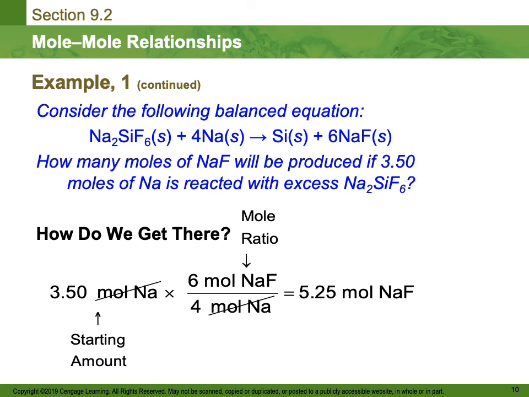5.25 moles per 3.50 moles is the same proportion as 6 to 4. They're the same relative amount. It's just that we didn't start with 4. We only started with 3.5, so we can't make 6. We're going to make a little less than 6.